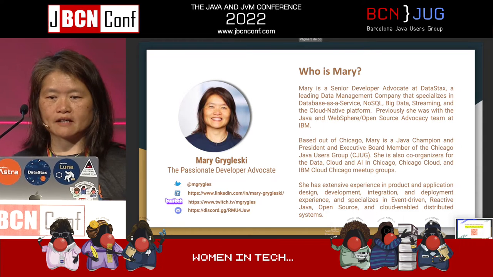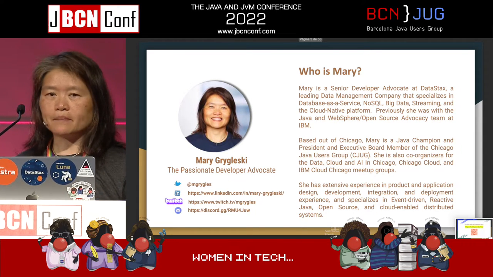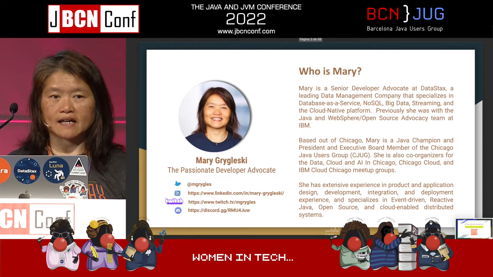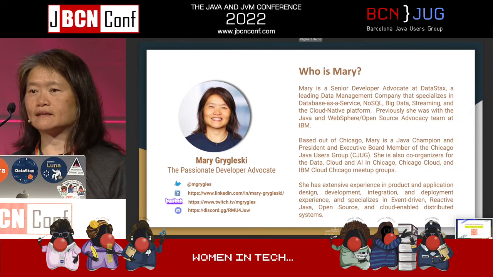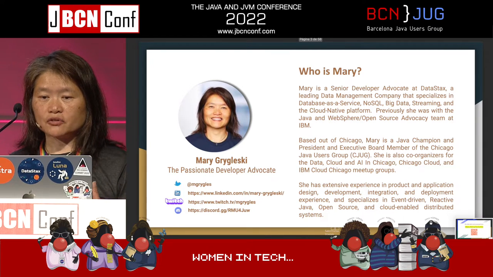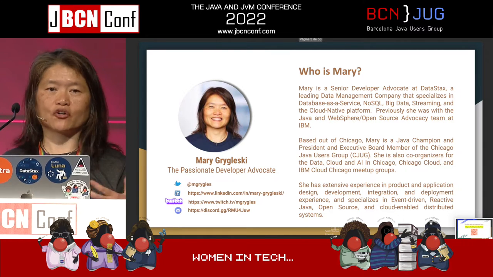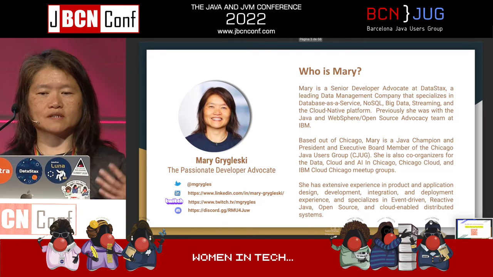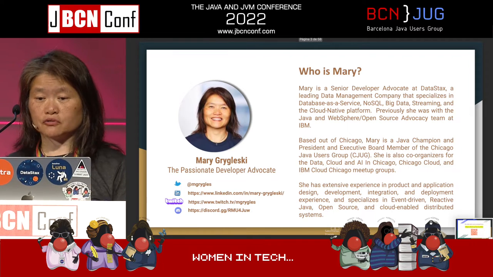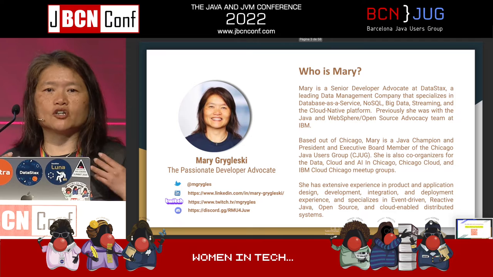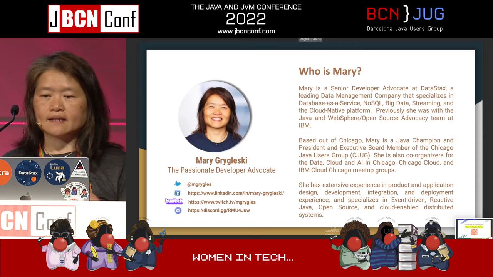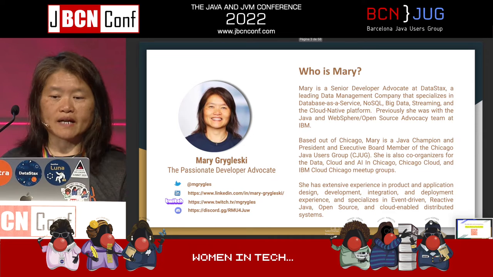So let me introduce myself. My name is Mary Gryglewski. I'm a senior developer advocate at DataStax. DataStax, if you're familiar with Cassandra, you may be aware of DataStax, a managed Cassandra platform. That's the flagship product, Astra DB. About a year or so ago, before I joined, they started wanting to expand into supporting event streaming and adding that capability to Cassandra and other things. So DataStax is really a NoSQL database, data store kind of company doing big data. They are adding streaming to a cloud-native platform.